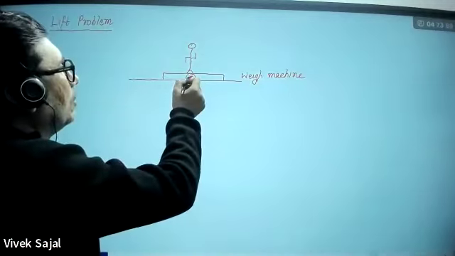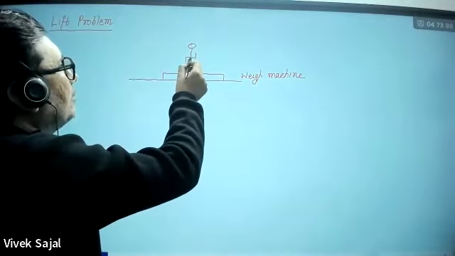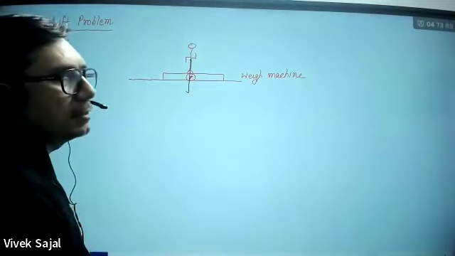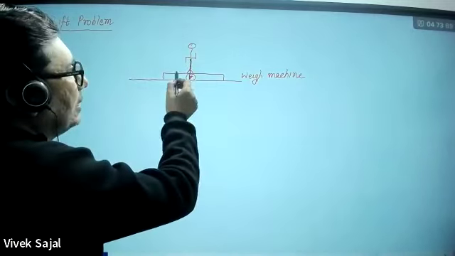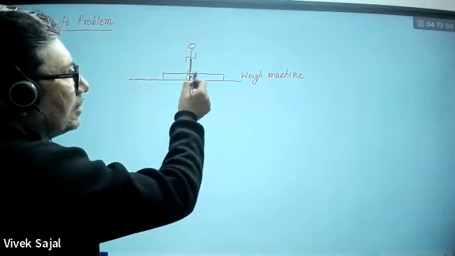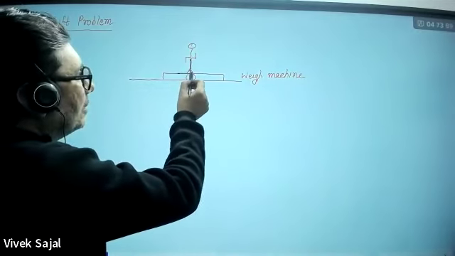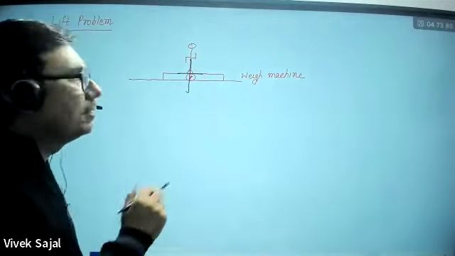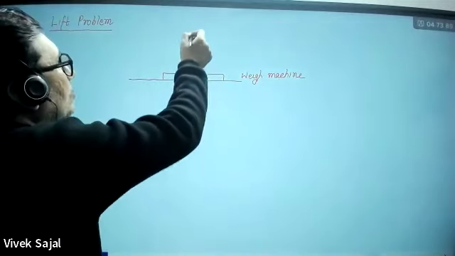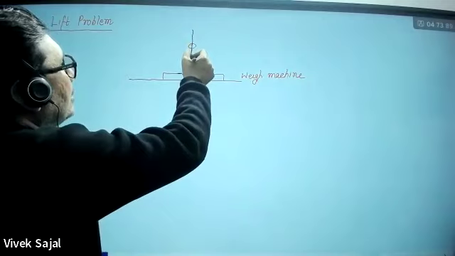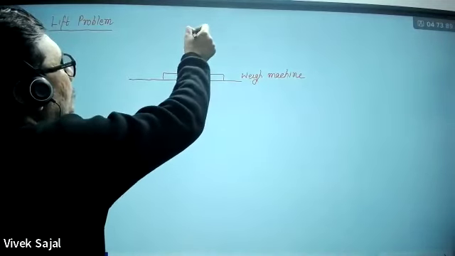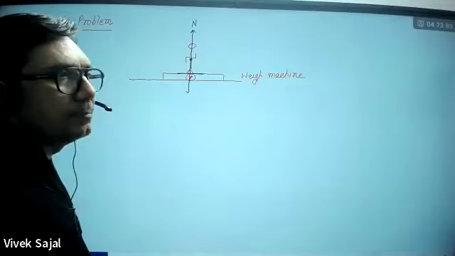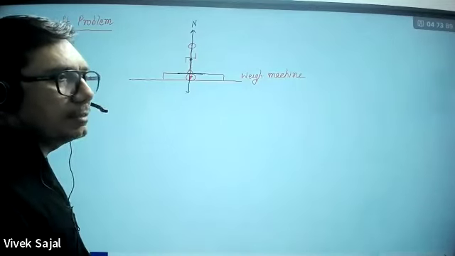So, look here. The weight of this person is acting in the downward direction. This person and this weighing machine are in contact. So this weighing machine is going to exert a normal reaction in the upward direction. So this will be N. They are going to balance each other.